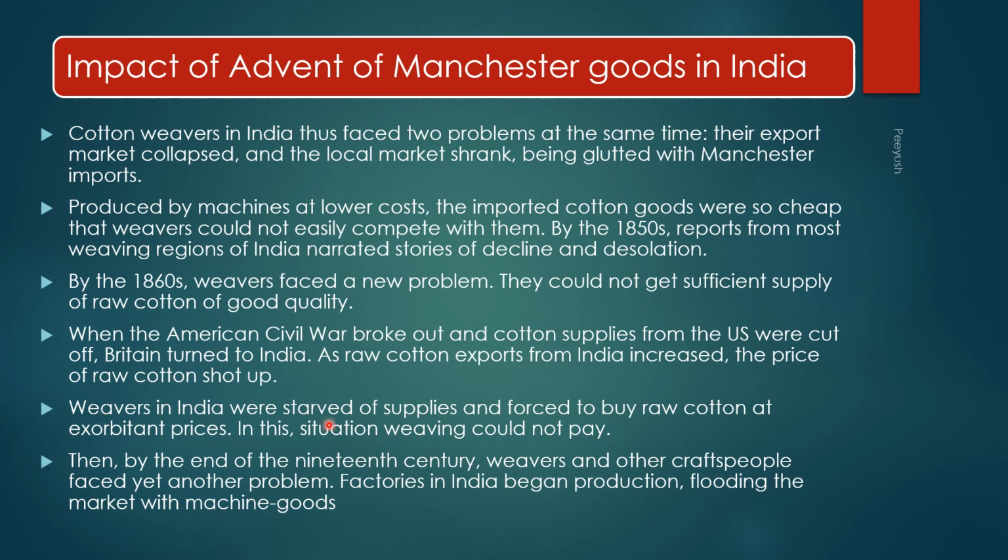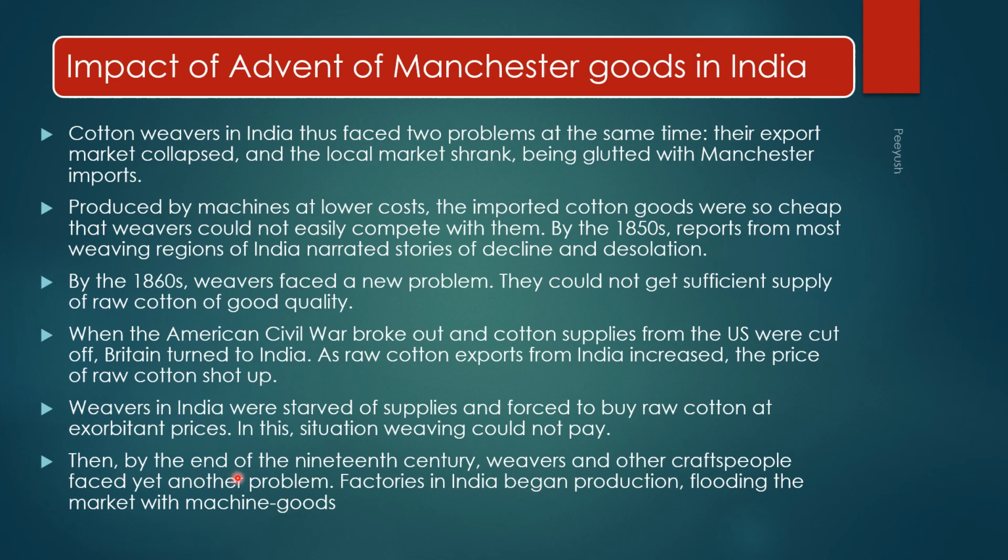Weavers in India were starved of supplies and forced to buy raw cotton at exorbitant prices, means very high prices. That was the only option. In this situation, weaving could not pay. Of course, if they purchased the raw cotton at very high prices, the prices of the clothes would be high, and eventually, because of the Manchester products, they were not able to hold the market and get business. So in this situation, weaving became really difficult for the weavers.